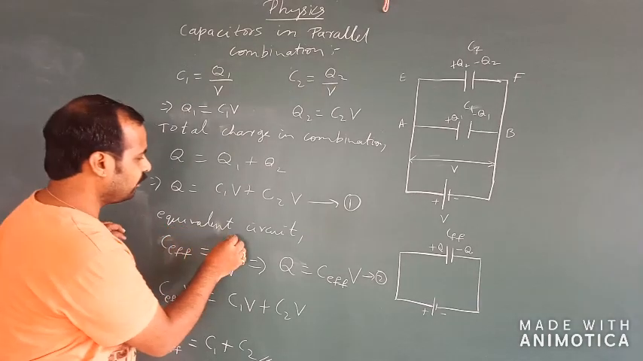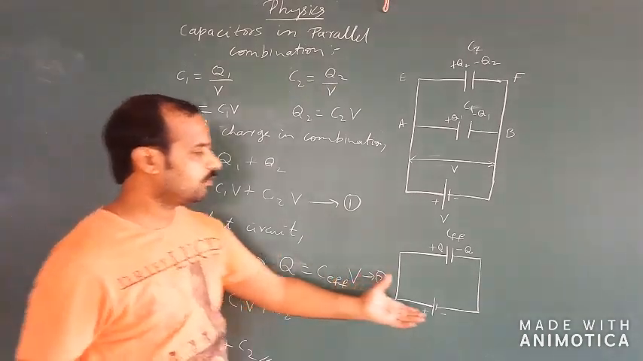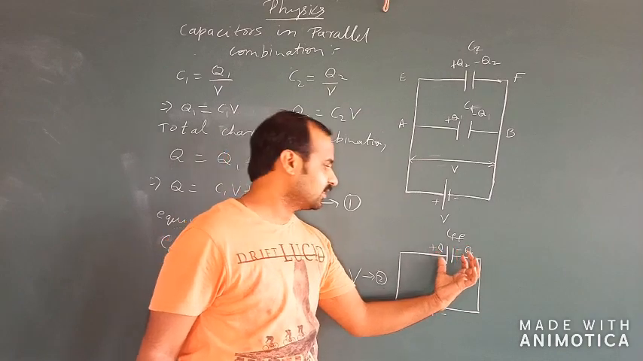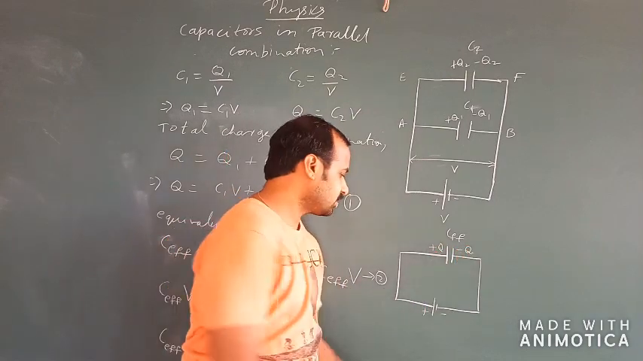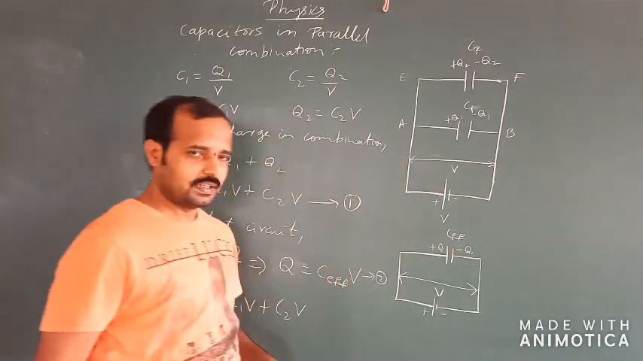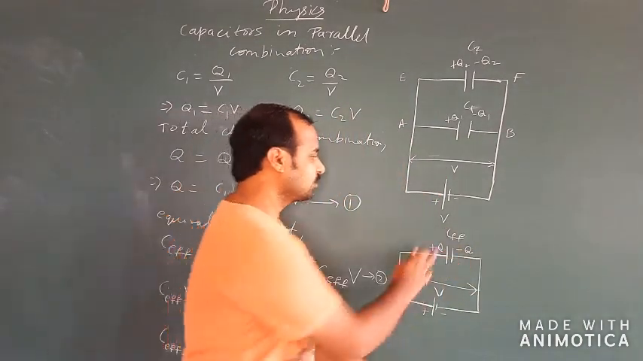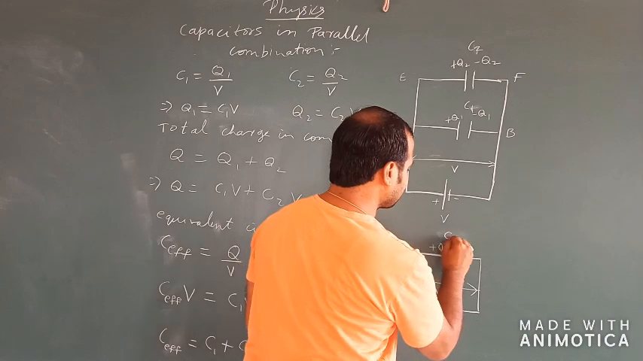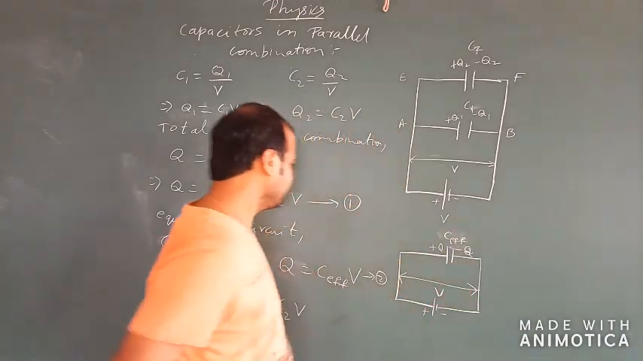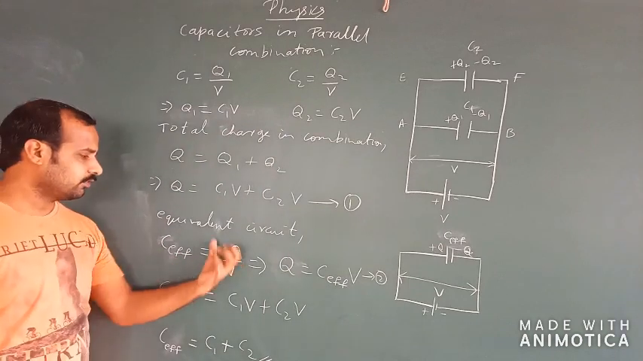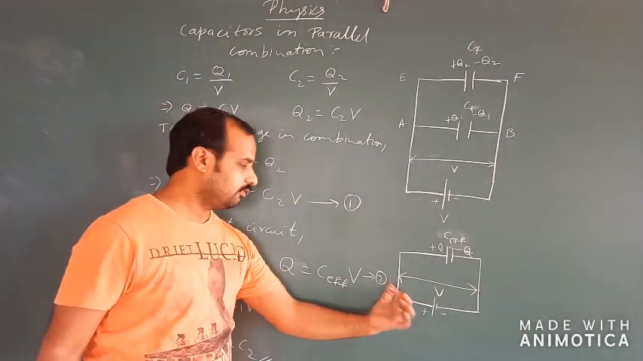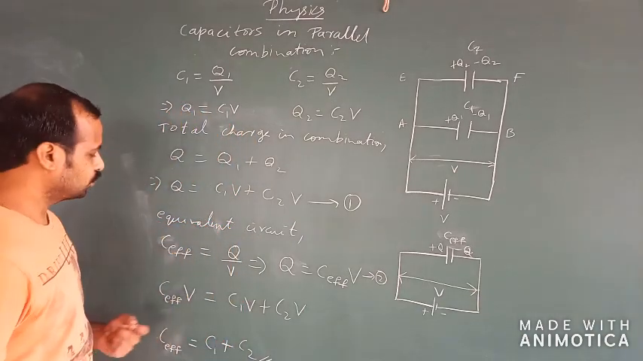Next, I am going to take an equivalent circuit here. The total amount of charge stored in this capacitor is Q and the potential difference applied is V. The capacitance of the equivalent capacitor is taken as C effective. So C effective will be equal to Q by V, or Q equals C effective into V. This is equation number 2.